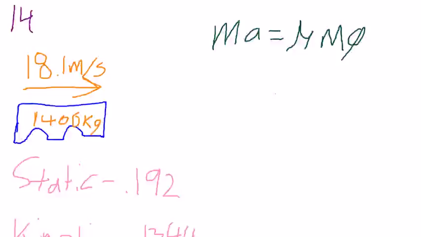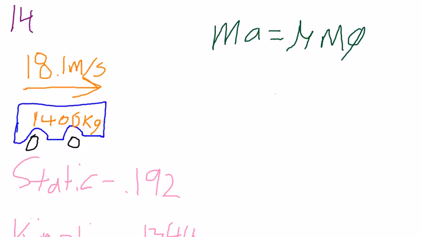Okay, so this is question 14 for the Friction U Texas, and you have the 1400 kilogram car, which is weirdly drawn. There you go, there's the wheels. And it's moving at 18.1 meters per second, which is velocity, on a horizontal road that is wet, so take that into account.